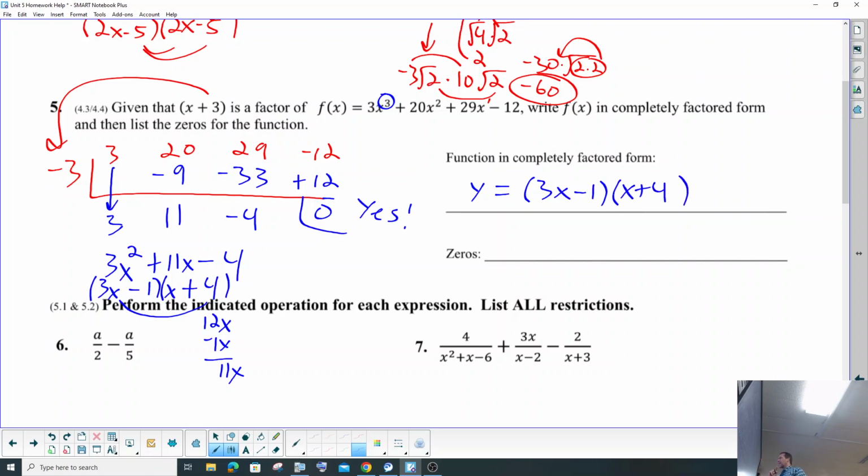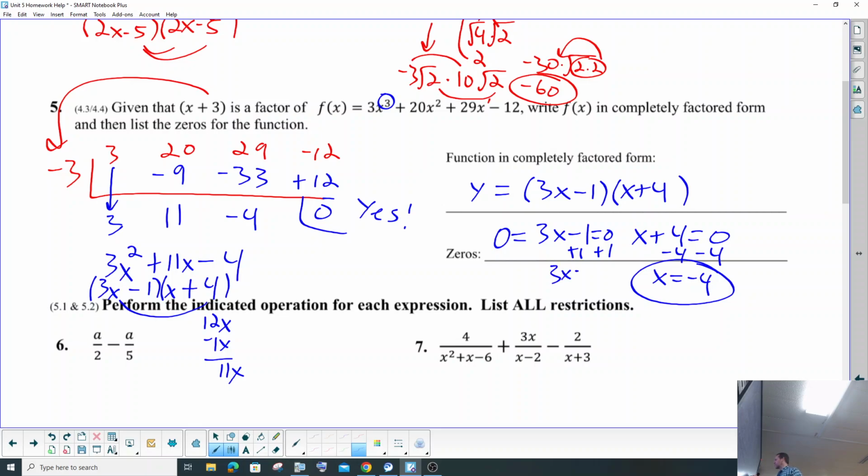Good. And then the zeros, don't forget your zeros. Gotta set that equal to 0. So when you set those equal to 0, good. So we get a negative 4 as one of our answers, as well as add 1 to the other side. So we got 3x equals 1, then divide by 3. So we get a 1/3 and a negative 4.